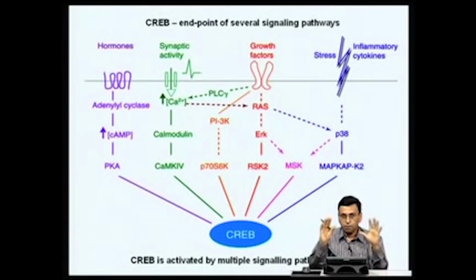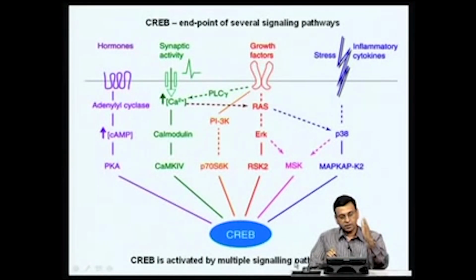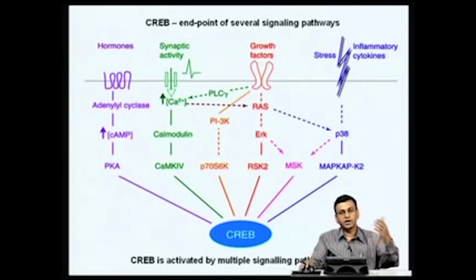Just remember, this is a very important point. The take home message is CREB can be activated by multiple signaling pathways like the PKA pathway, the calcium calmodulin pathway, the receptor tyrosine kinase or growth factor signaling pathway, as well as through the MAP kinase pathway, and different kinases can phosphorylate either the same serine residue or different serine residues, leading to activation of the CREB function.